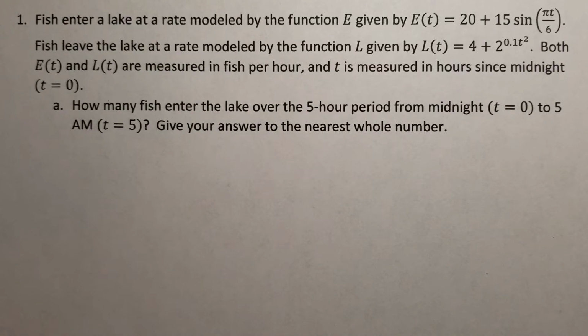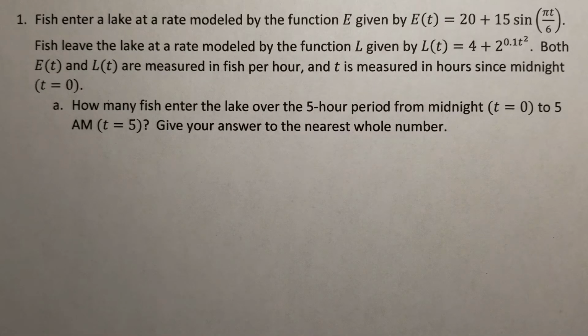It says fish enter a lake at a rate modeled by the function E, given by E of t equals 20 plus 15 sine of pi t over 6. Fish leave the lake at a rate modeled by function L, given by L of t equals 4 plus 2 to the 0.1 t squared. Both E of t and L of t are measured in fish per hour. Again, sounds like a rate. And t is measured in hours since midnight at t equals 0.